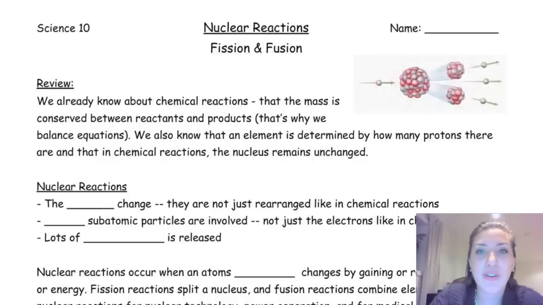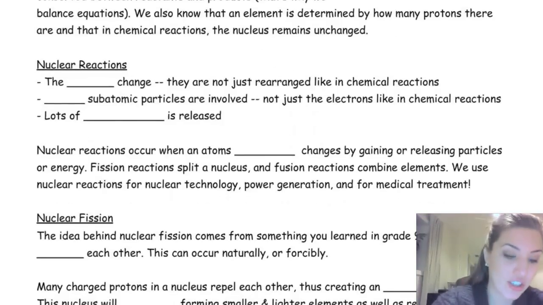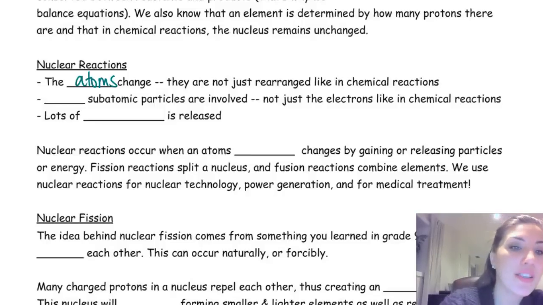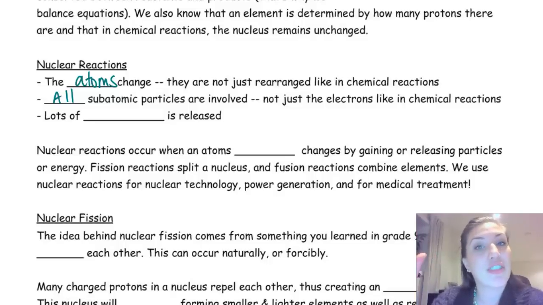Now today, we are going to start talking about nuclear reactions, which are different from chemical reactions. So in this case, the atoms do change. They are not just rearranged like in chemical reactions. So all subatomic particles are involved this time, not just the electrons. So we're not just talking about the electrons in the outer shell. Today we're going to start talking about the protons and the neutrons as well.